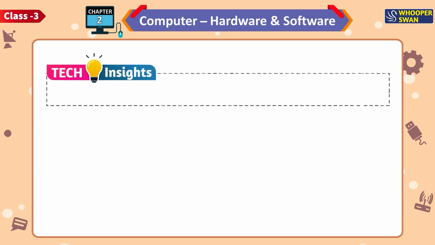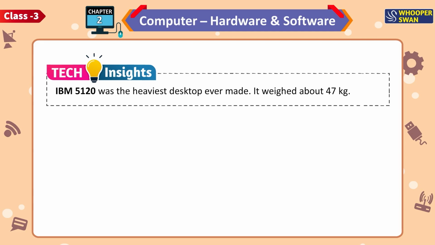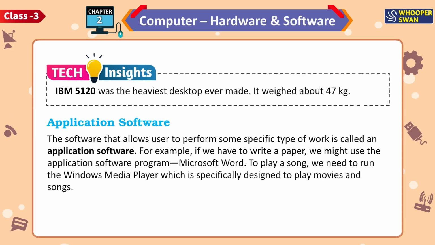Tech Insights. IBM 5120 was the heaviest desktop ever made. It weighed about 47 kilograms. Application software. The software that allows a user to perform some specific type of work is called application software. For example, if we have to write a paper, we might use the application software program Microsoft Word. To play a song, we need to run the Windows Media Player, which is specifically designed to play movies and songs.